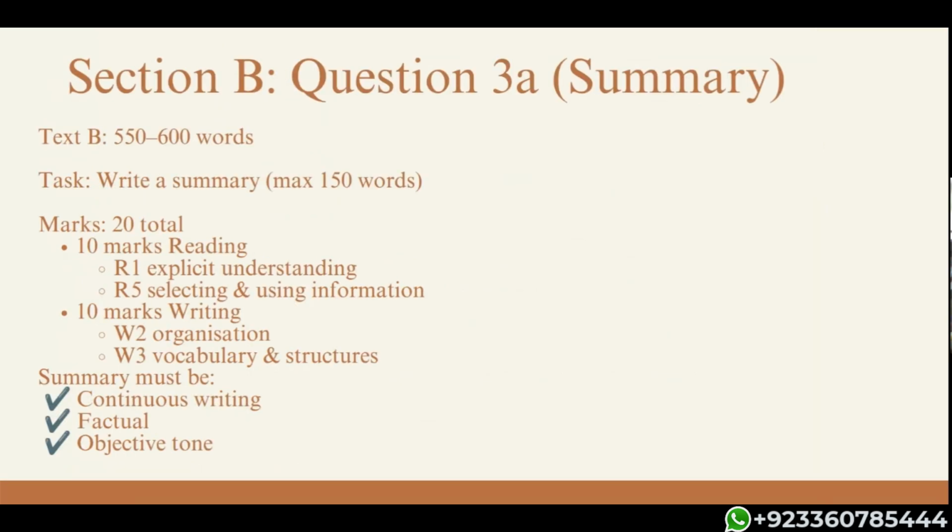Talking about section B: section A has question number 1 and question number 2, section B has question number 3A and 3B. Same question but different parts. Your text here will be 550 to 600 words. You have to write a summary of only 150 words.